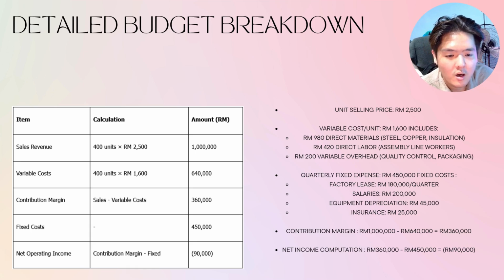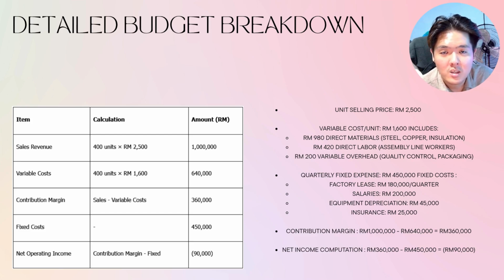The 1,600 includes 980 ringgit of direct materials, steel, copper, insulation, 420 ringgit for direct labor, assembly line workers, and 200 for variable overhead, quality control, packaging. For the quarterly fixed expense, you can see the fixed cost is 450,000 ringgit. It includes the factory lease, which is 180,000 ringgits per quarter, salaries of 200,000 ringgits, equipment depreciation of 45,000 ringgits, and insurance of 25,000 ringgits.